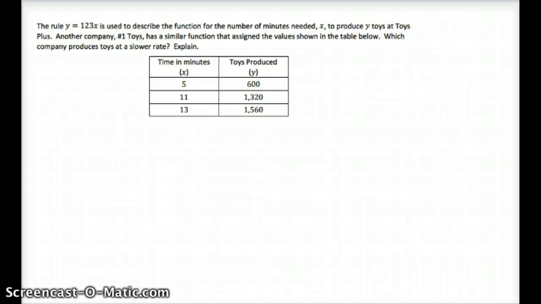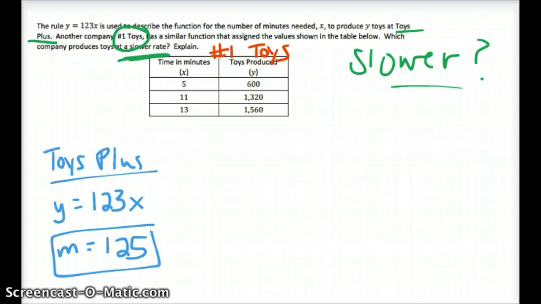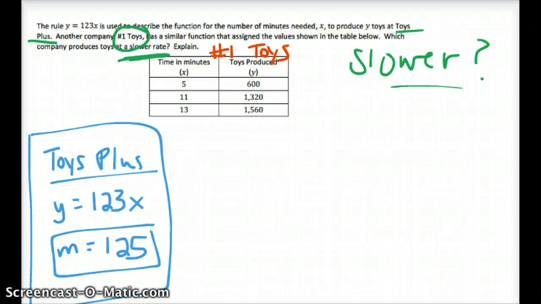The rule y equals 123x is used to describe the function for the number of minutes needed, x, to produce y toys at Toys Plus. Another company, Number 1 Toys, has a similar function that assigns the values shown in the table below. Which company produces toys at a slower rate? So which one is slower? So I labeled my table Number 1 Toys and my equation Toys Plus.